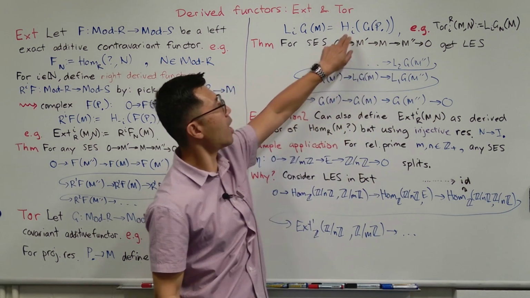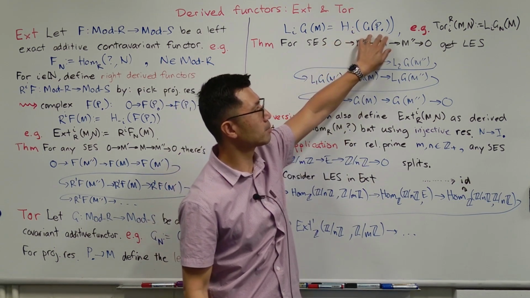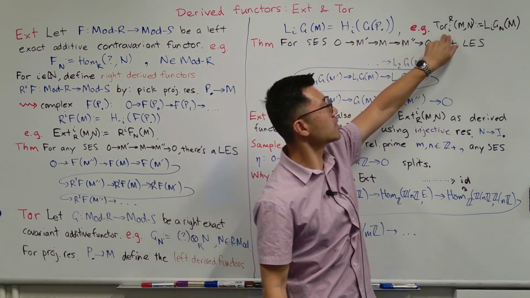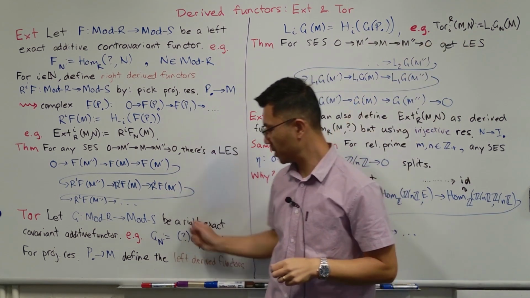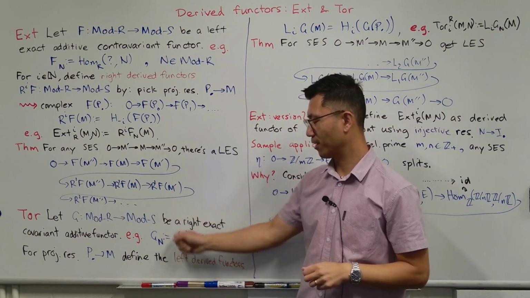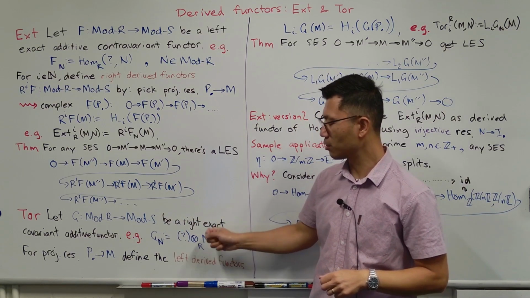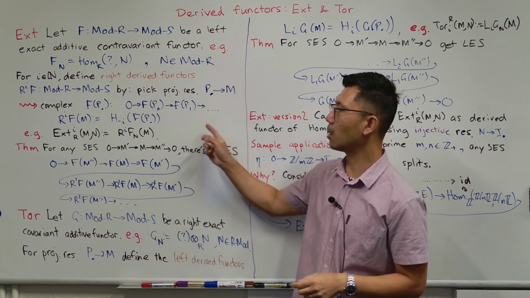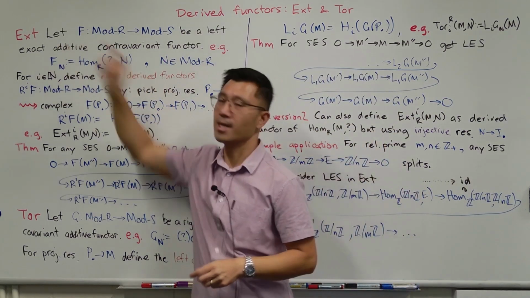So here you look at the ith homology of G of P dot. So the Tor, this is the derived functor that you get when you look at this particular right exact covariant functor here. So the derived functor of the tensor product is Tor, just as the derived functor of the Hom functor is Ext.